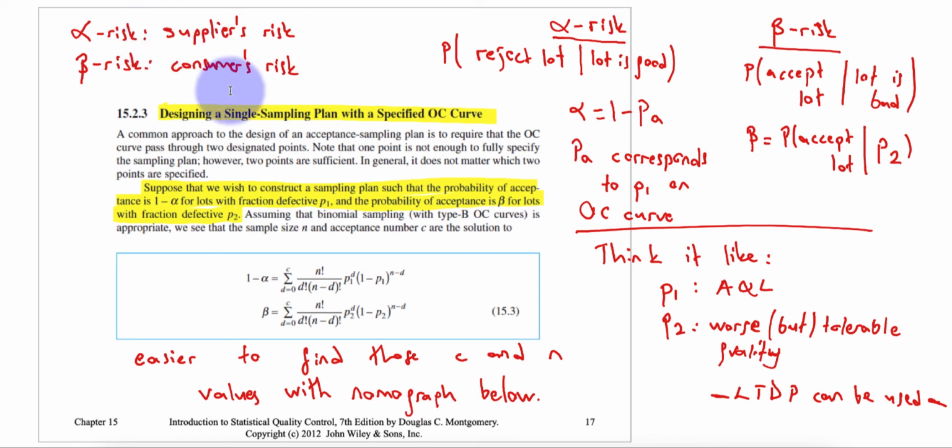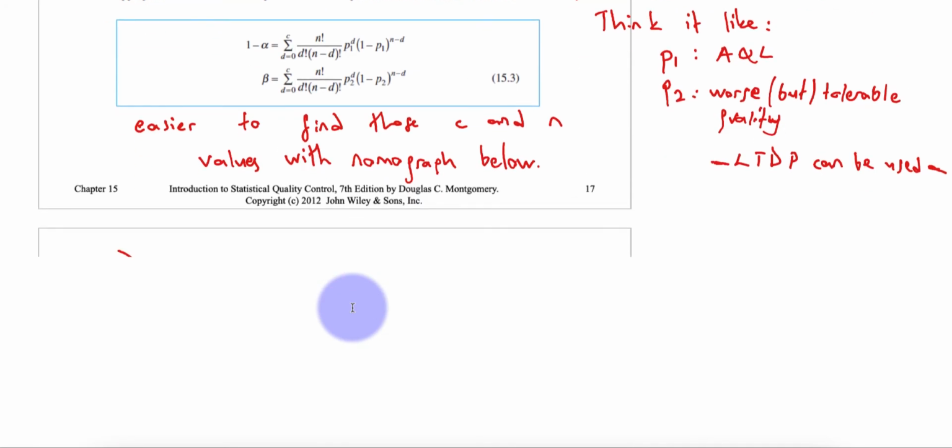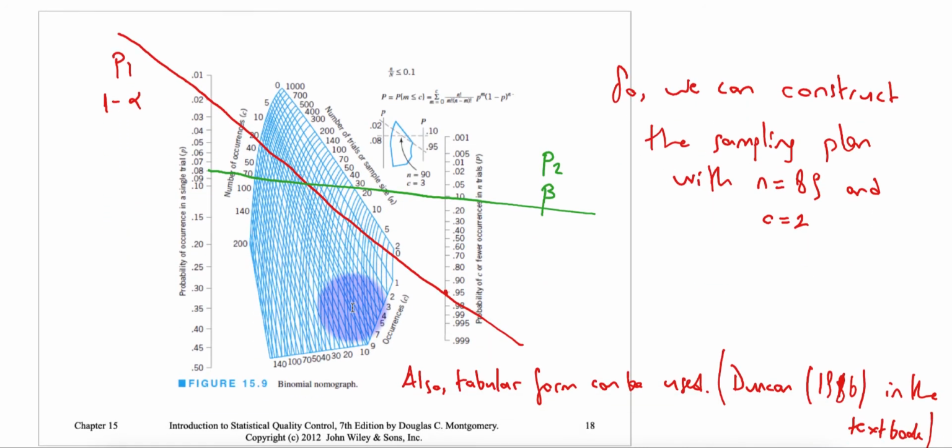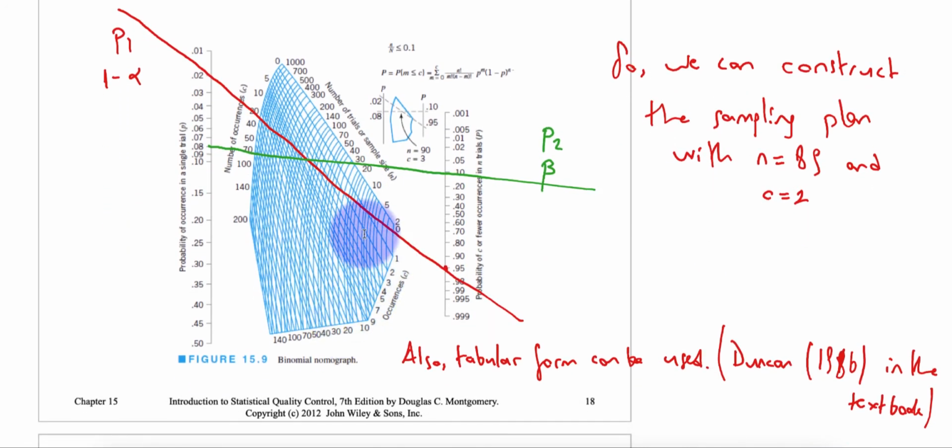Because we have selected 2 points on the OC curve, we need to solve these 2 equations. It is hard to solve them with the OC curves we have observed. So we are going to use another kind of graph called a nomograph. This is the binomial nomograph, and we are going to use it to find the specific points on the OC curve to design a single sampling plan with that alpha risk and that beta risk.